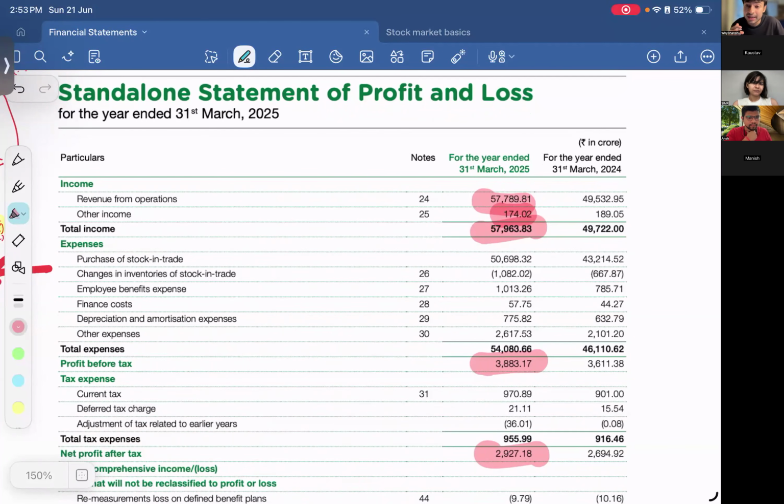Then you start cutting down all the expenses. Now, what are the expenses? First things first, the thing that you're selling, you have to buy it somewhere yourself. So that's called the purchase of stock in trade, which is 50,000 crores, right? Then you have some changes in inventory. If you already had some inventory, it's basically your final value minus initial value. So how much of the inventory you have used, so you did not need to buy it.